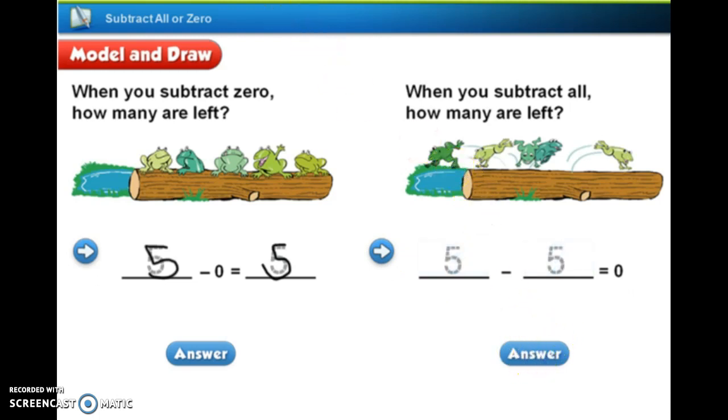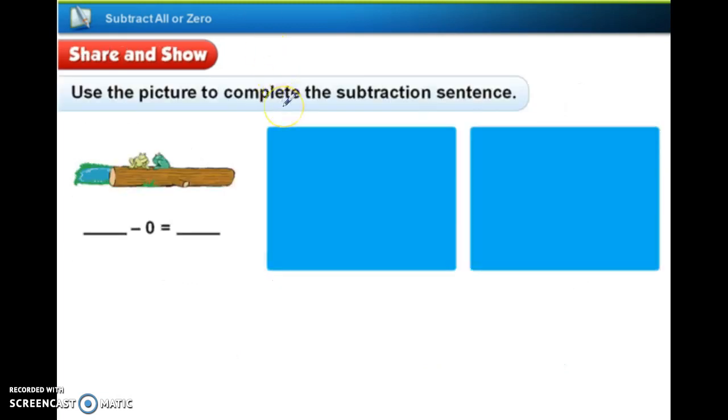So we started with 5. We took away or minused 5. And we were left with 0. Great job, boys and girls. All right, let's try another one. Find number 1. Look at the picture to complete the subtraction sentence. So in my picture, I have 1, 2 frogs.